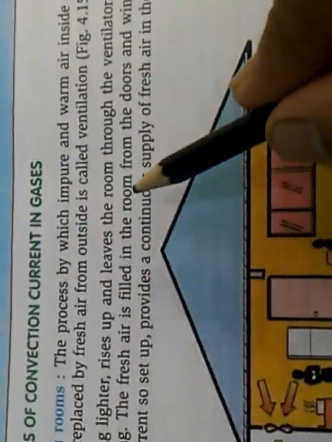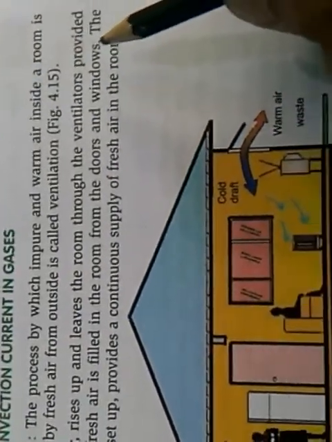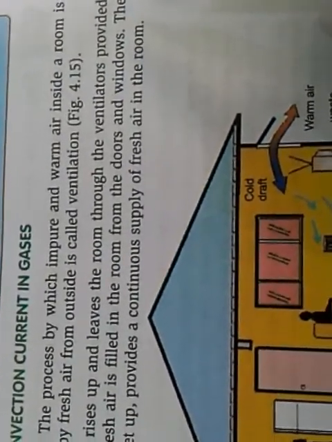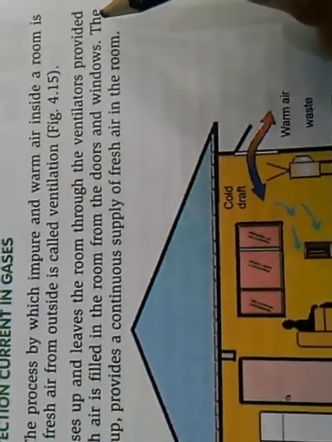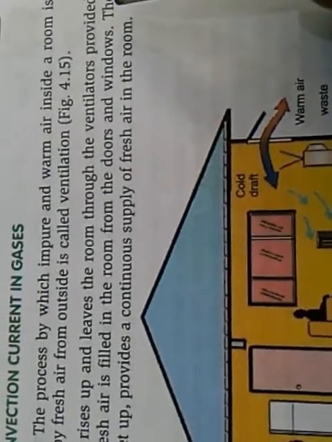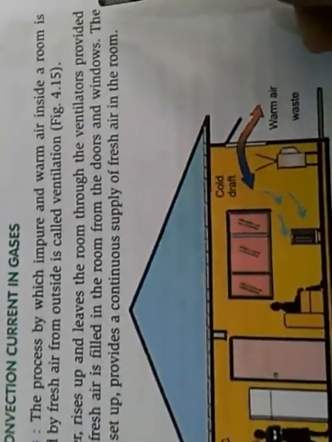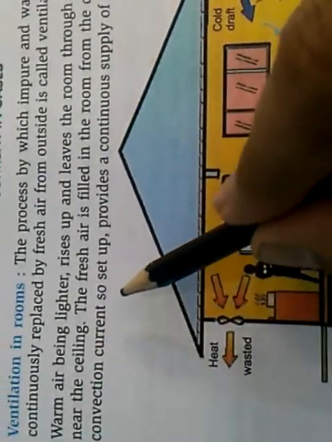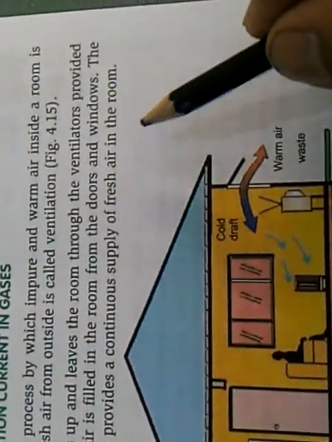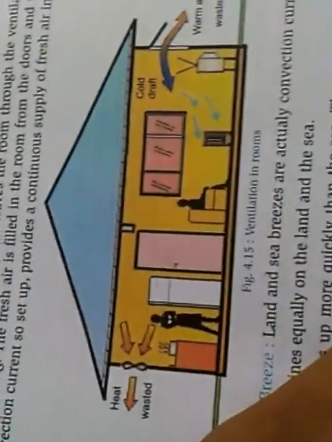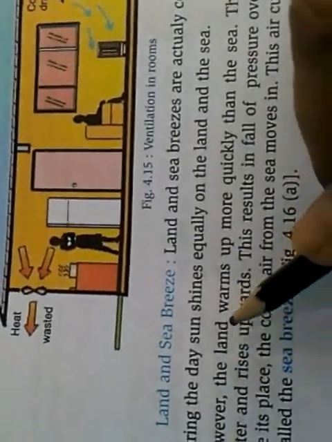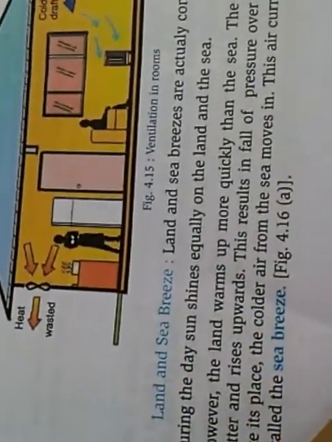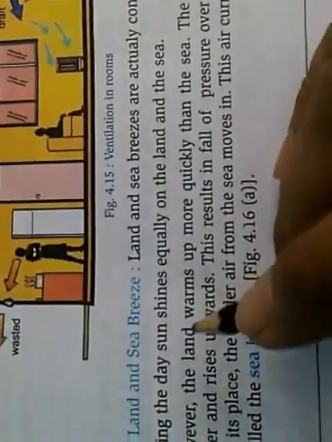The fresh air is filled in the room from the doors and windows. That's why windows and doors are always made lower than the ventilators, because cooler air tends to be heavier than the hotter air. The convection current so set up provides a continuous supply of fresh air in the room. That's why we feel better when sitting near windows in summers, and we feel uncomfortable when sitting by the window or by the door in winters.